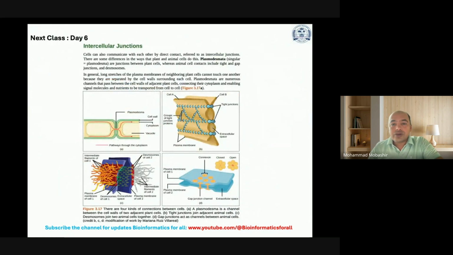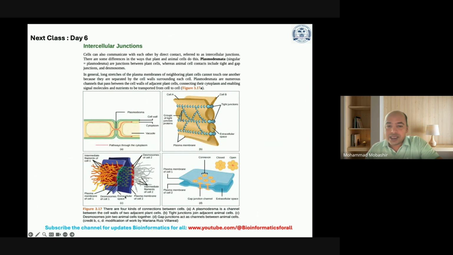Okay, next is what it is made up of. For example, tight junctions, cell A, cell B, and then the tight junctions. The junctions are here: extracellular space, groups of tight junction proteins, and plasma membrane. In humans, these are well-defined junction proteins. They have really specific roles, and they play a crucial role in human diseases.